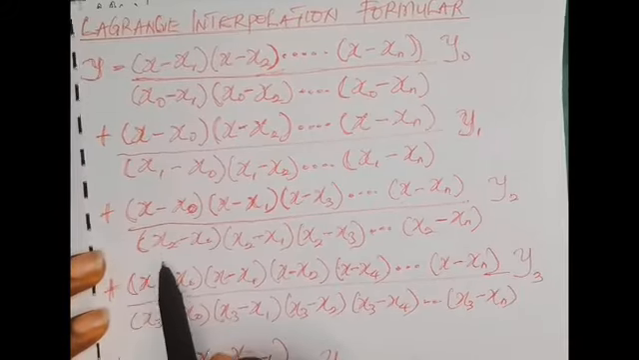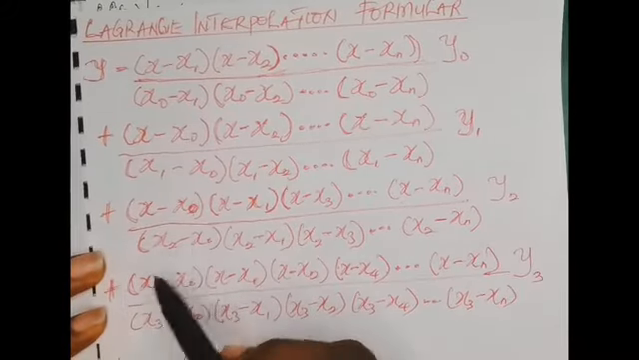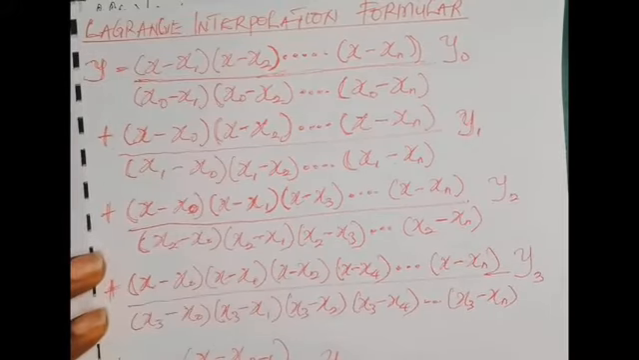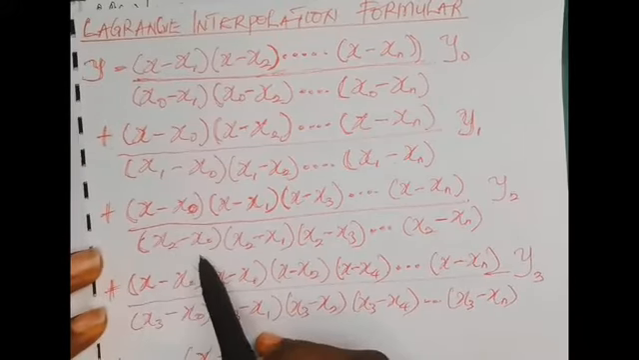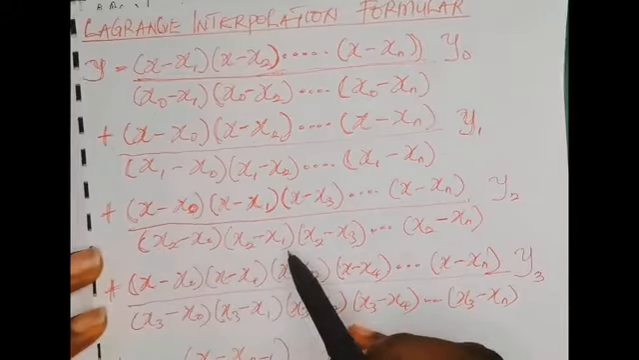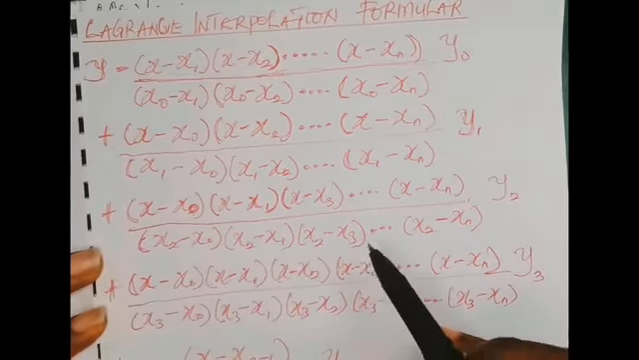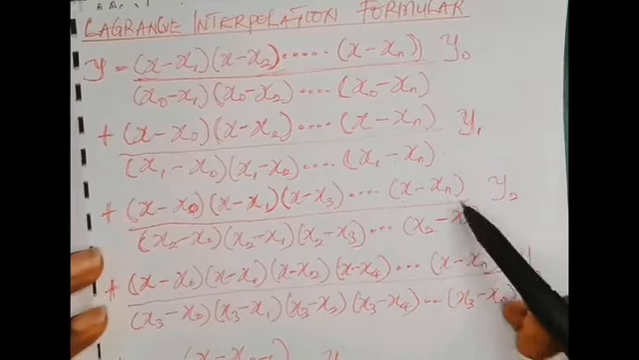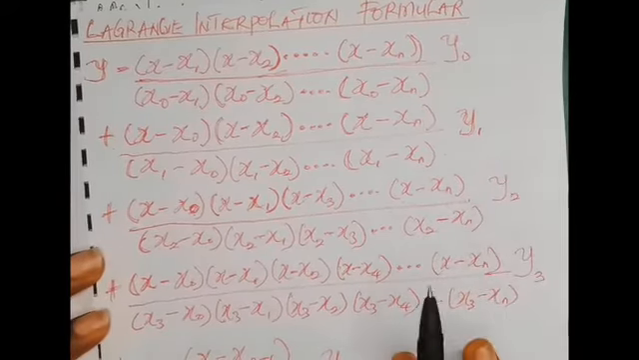So it becomes divide by x2 minus x1. So you use x2 to subtract all the values of x we have on the table. So it becomes x2 minus x naught times x2 minus x1 times x2 minus x3 times x2 minus x4 times x2 minus xn, which is the total number of x we have on the table.